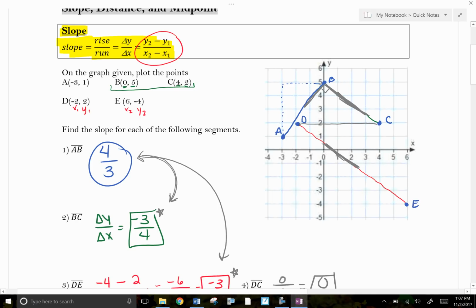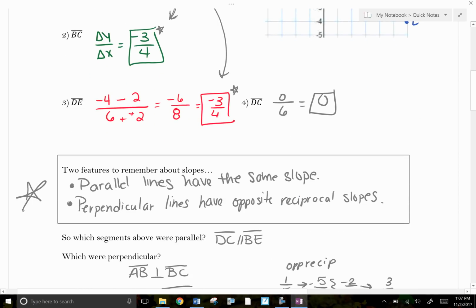All right, Mrs. Vibber, what do I need to know from this page? I need to know this slope formula from this page, and I need to know that parallel lines have equal slopes and perpendicular lines have opposite reciprocals. You need that. Don't forget it.